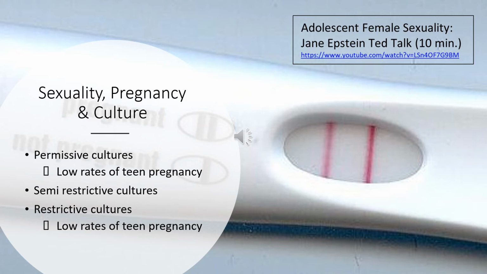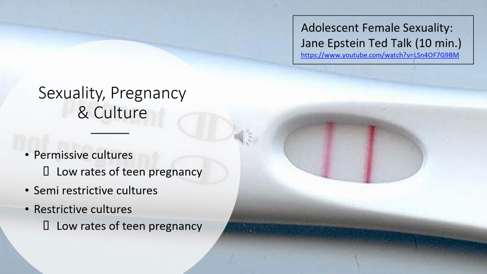So examples of permissive cultures are Northern Europe, Denmark, Sweden, the Netherlands, that might just accept that adolescents are having sex. They might let romantic partners spend the night. They might provide easy access to contraception. And then on the other side, we have restrictive cultures like Asian, Arabic, or South American cultures, where teens are given little unsupervised time where they could potentially have sexual intimacy, and so there are low rates of teen pregnancy.